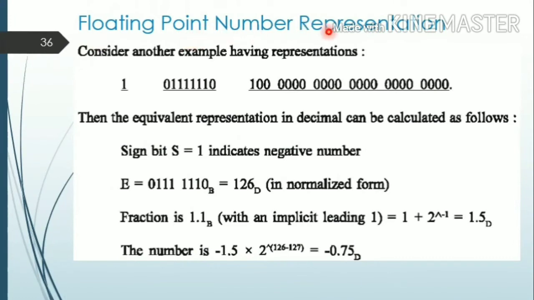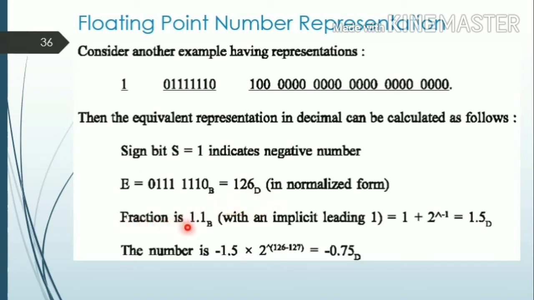Floating point number representation is always for the fractional part actually. So here we will consider another example. Just look at this binary number. The sign bit 1 indicates negative, as we already discussed, and if it is 0, it means that this is a positive number. For the exponent, break this part out; the binary is equivalent to 126 in decimal, which we convert with the multiplication method.